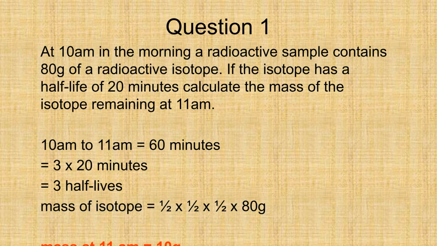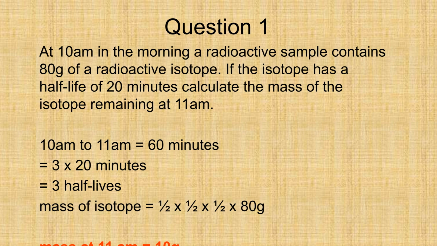In question 1, a radioactive isotope has a half-life of 20 minutes, starting with 80 grams at 10 a.m. The time elapsed to 11 a.m. is 60 minutes, which is 3 half-lives, leaving 10 grams.